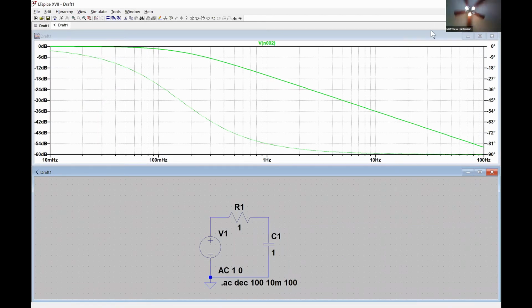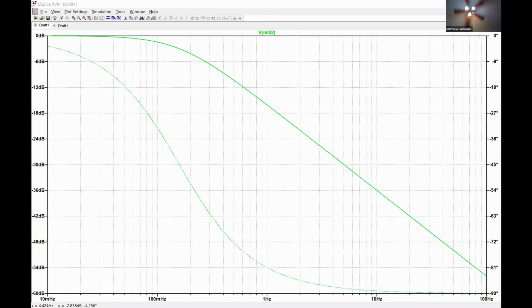All right, so let me make the response larger. Okay, so hopefully you all can see this graph. It contains 2 pieces of information. The first piece of information is the thicker green line, or the not dotted green line. Hopefully you guys can tell the difference here. The not dotted green line is the magnitude response. And this is what's called a Bode plot.